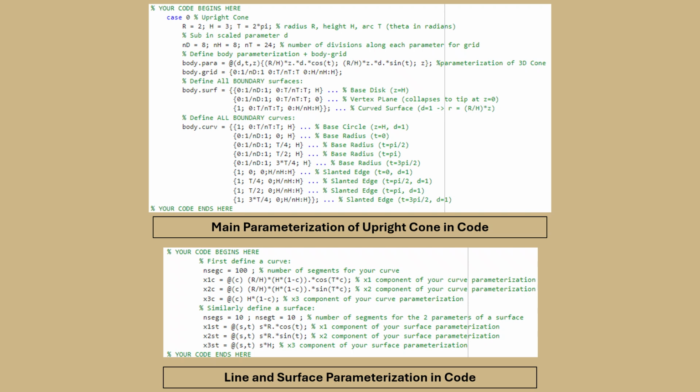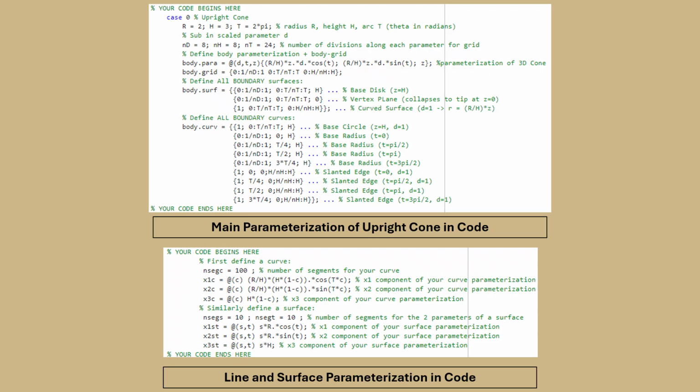Here is where I introduce the radial parameter d, which defines how the radius extends from the bottom of the cone to the top. Initially I had to define the radius as r, but later I changed it to d so it could scale the cone's geometry directly.